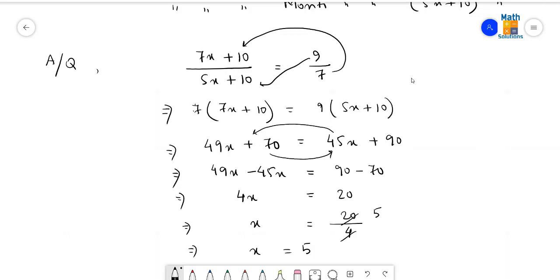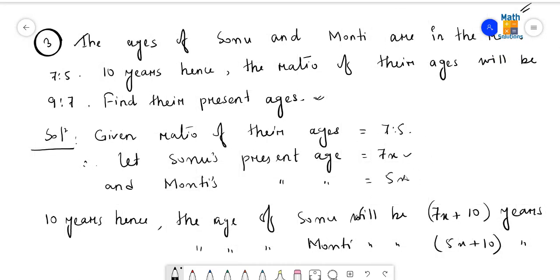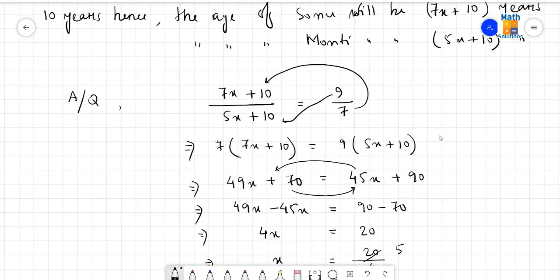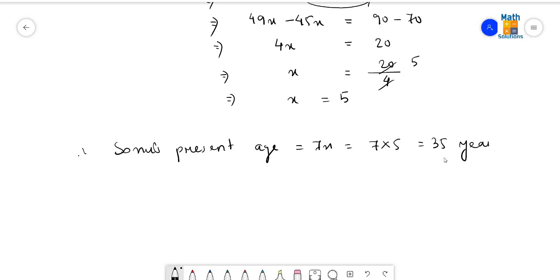Now let us check. Initially we had considered their present ages to be 7x and 5x. That means Sonu's present age is 7x and Monty's present age is 5x. So I have to write here Sonu's present age is equal to 7x, means in this way. Hence Sonu's present age is equal to 7x is equal to 7 into 5 is equal to 35 years. This is the answer of the first question, the first part.